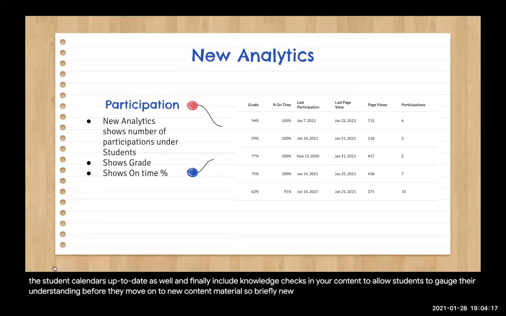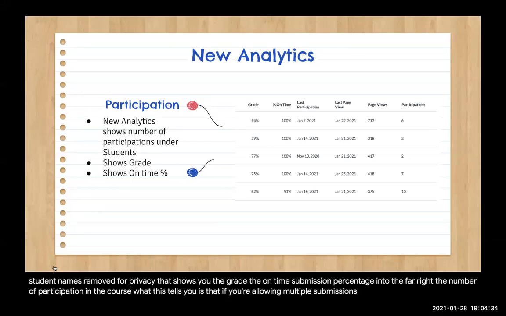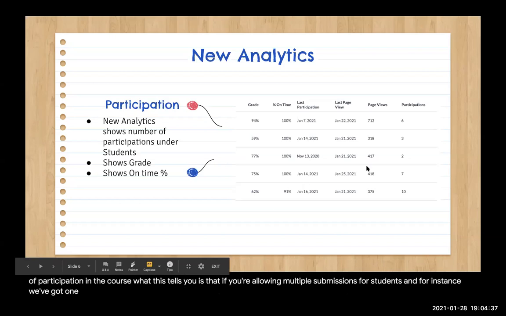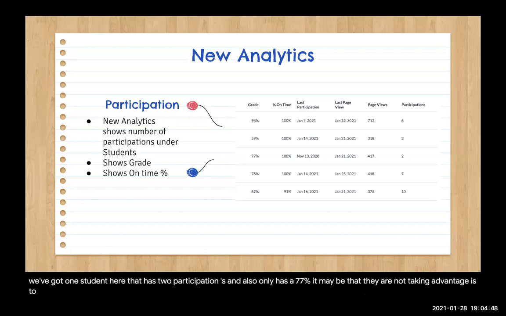So briefly, new analytics. You see on your screen a screenshot, with student names removed for privacy, that shows you the grade, the on-time submission percentage, and to the far right, the number of participations in the course. What this tells you is that if you're allowing multiple submissions for students, and for instance, we've got one student here that has 2 participations and also only has a 77%, it may be that they are not taking advantage of additional submission opportunities to raise their grade, or it may be that they have 1 or more assignments that are missing because they do not have the same number of participations as others in the class.